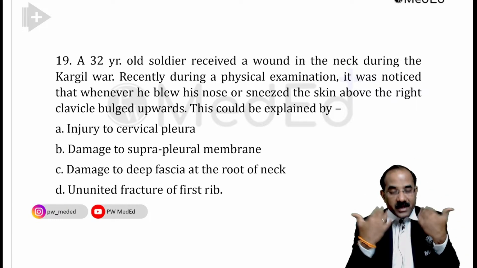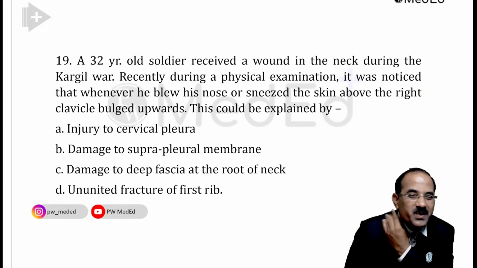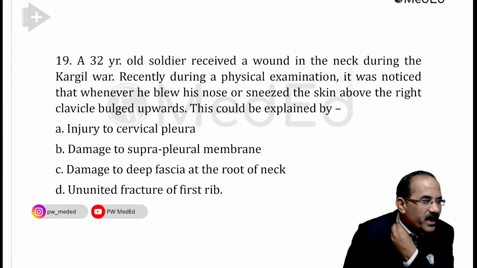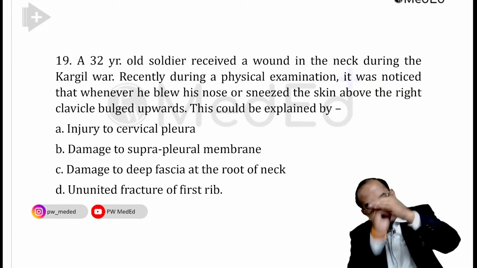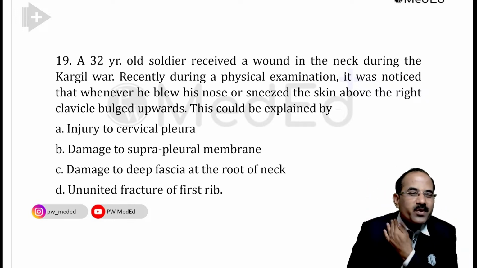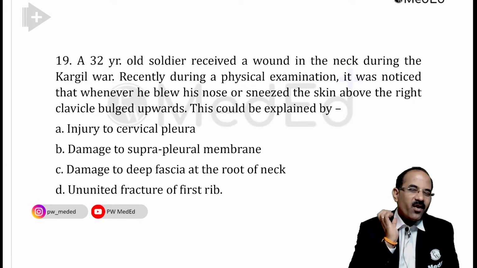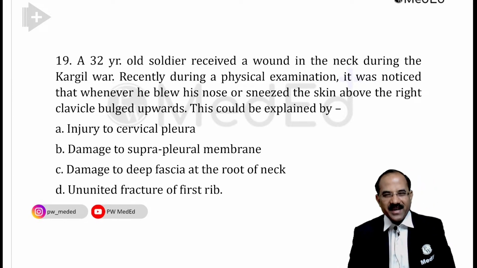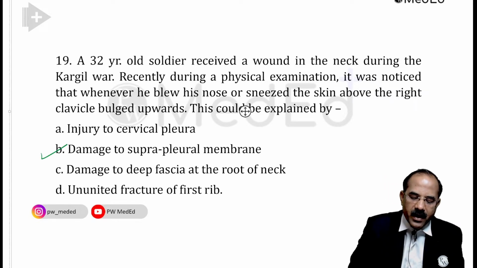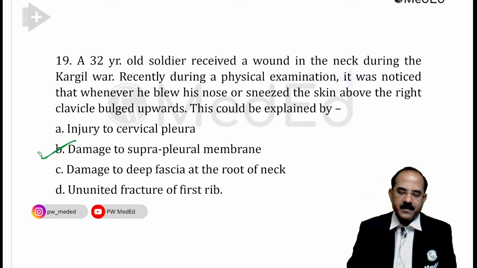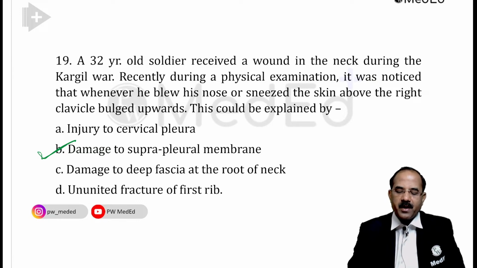And you know, when we breathe in, does the lung come up? Do you find a bulge here? No. We don't find a bulge at the root of the neck. Why? Because this suprapleural membrane prevents the lung from bulging up at the root of the neck. If this suprapleural membrane is damaged, you will see the bulging of the lung at the root of the neck. Understand? So apex of the lung is covered by the suprapleural membrane. The answer is damage to the suprapleural membrane.